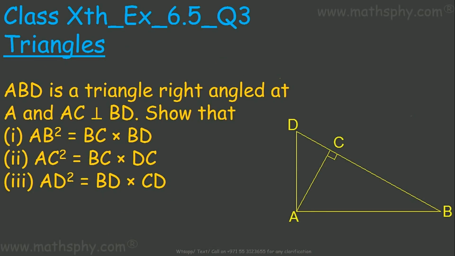This question here. ABD is a triangle right angled at A. AC is perpendicular to BD, meaning AC is perpendicular to the hypotenuse. Show that AB square is equal to BC into BD, AC square is equal to BC into DC, AD square is equal to BD into CD.